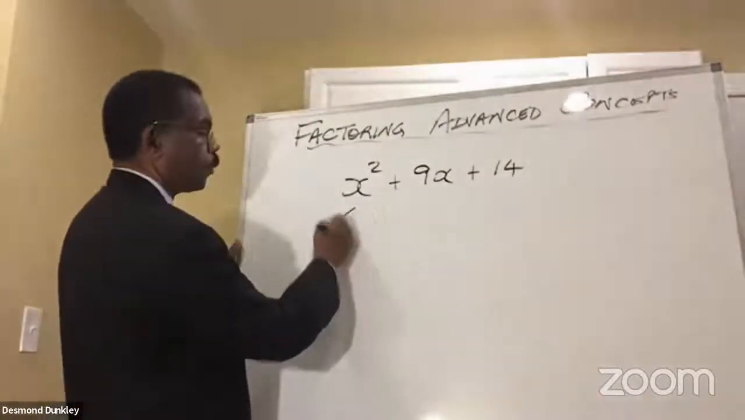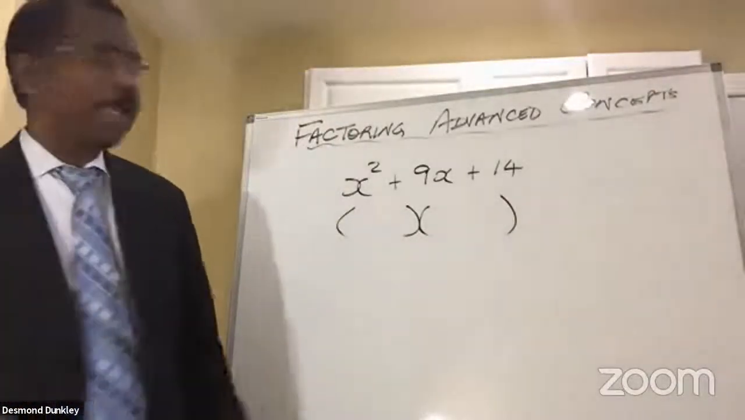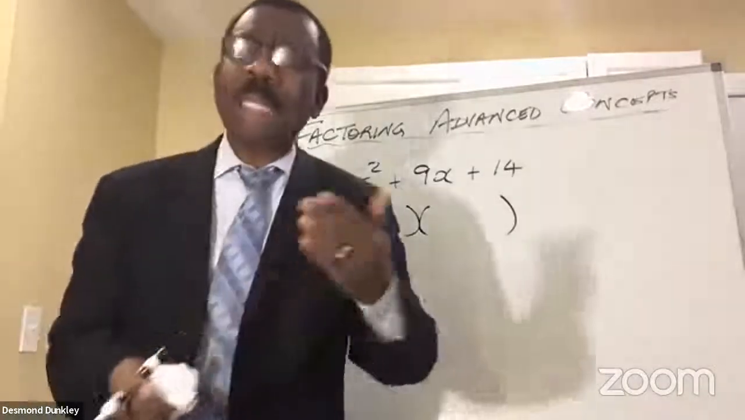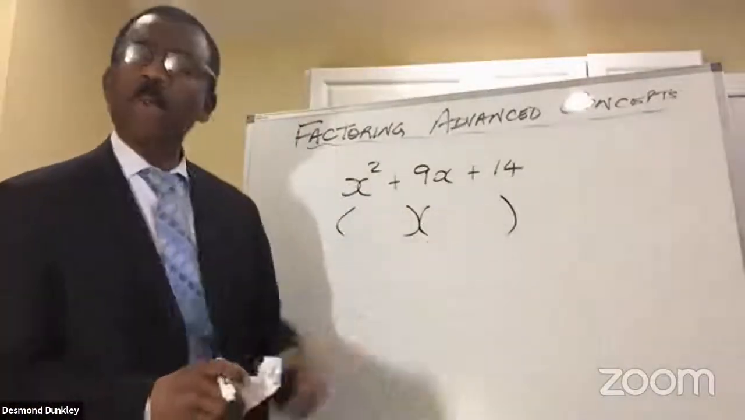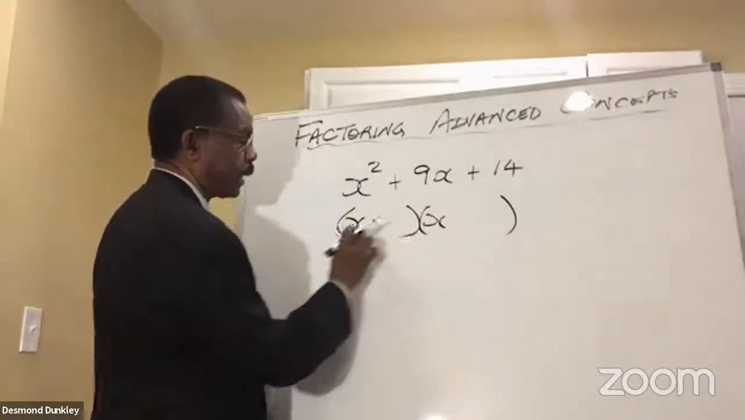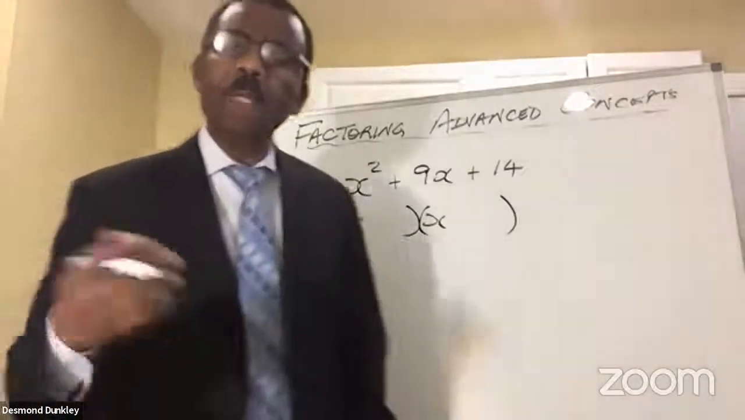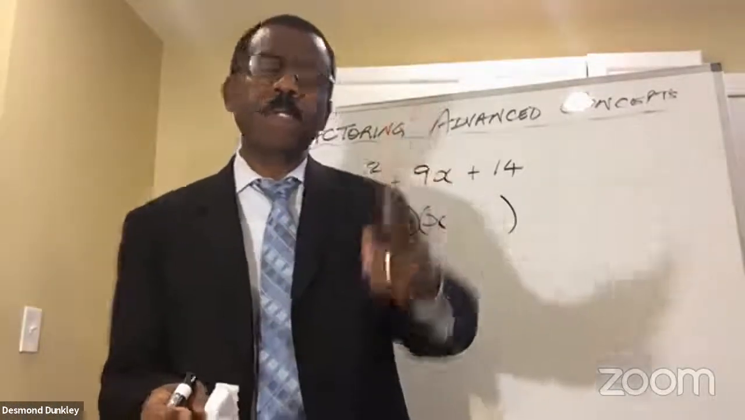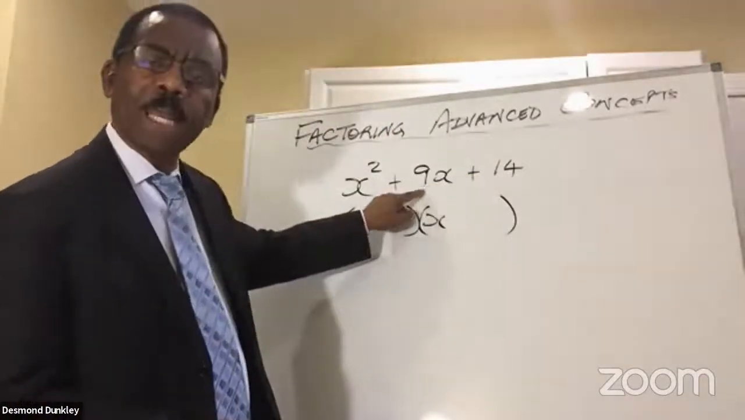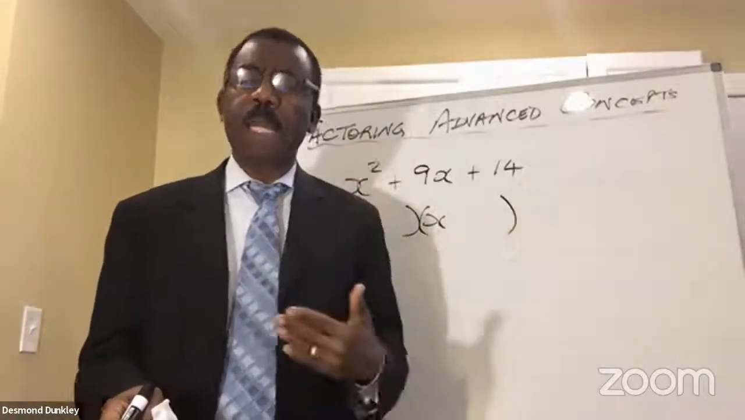We could set up our two binomials, and we find, because there's a 1 right here, that it becomes very easy to find the numbers that would work perfectly. So we'd have x here and x, because x times x gives you x squared. And we ask ourselves the question, what two numbers multiply to give you 14 and add to give you 9? That was the essence of last session that we had.